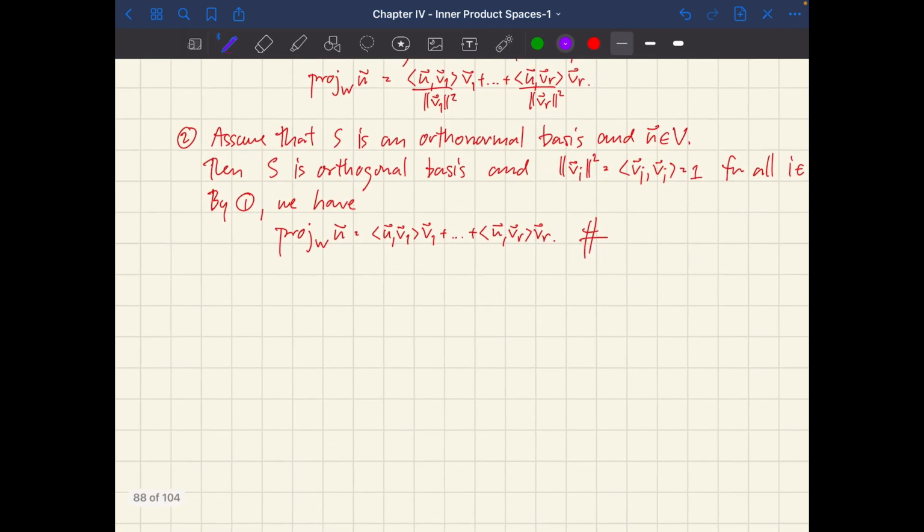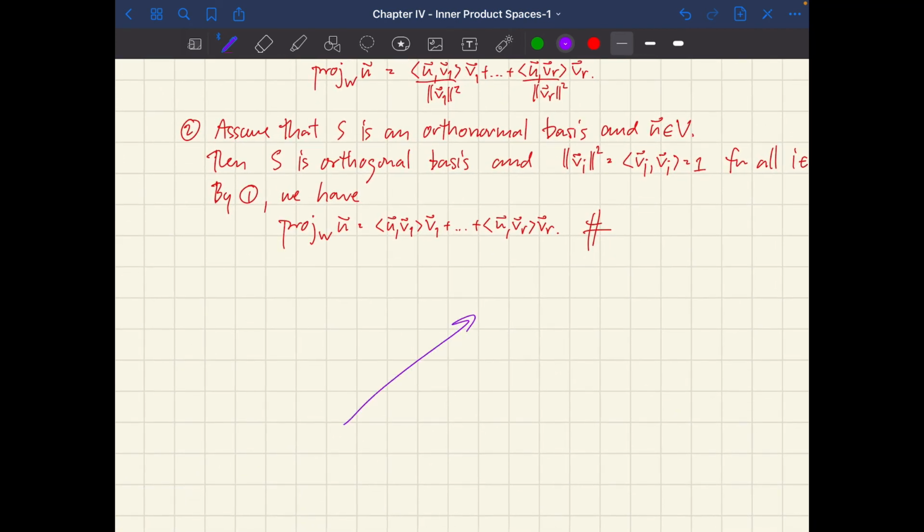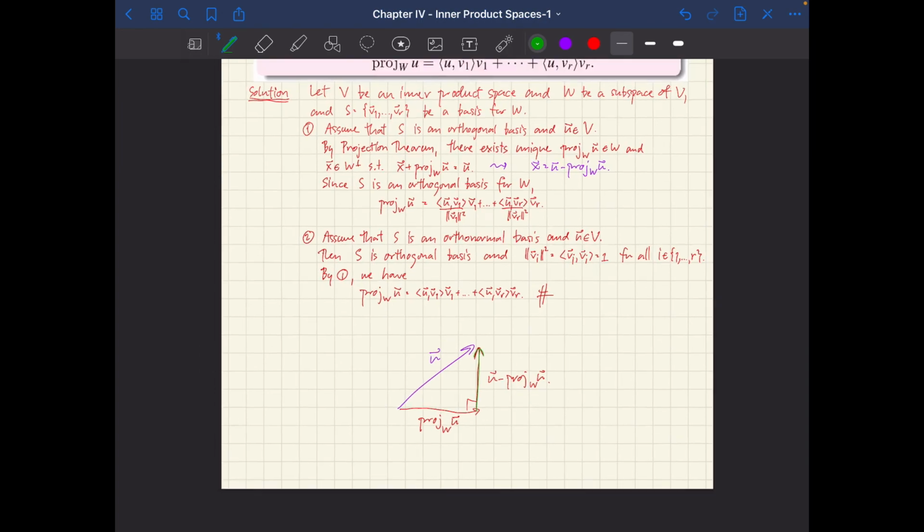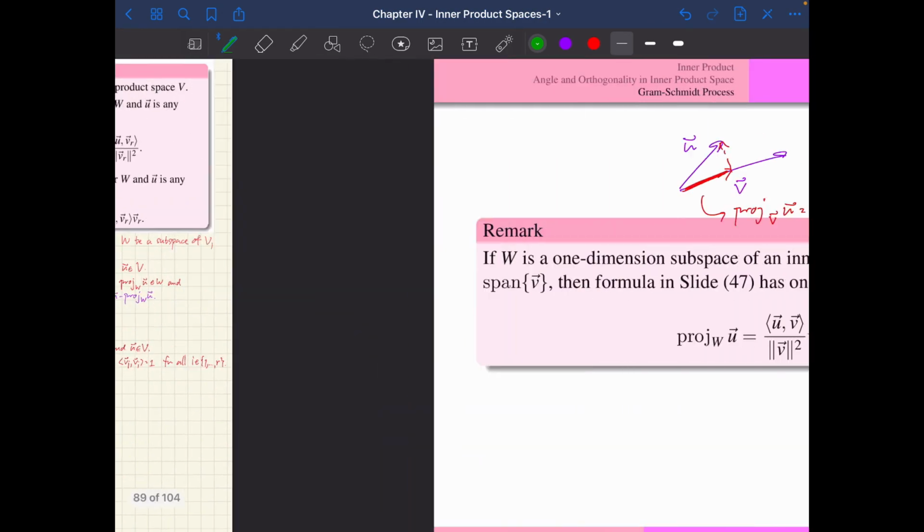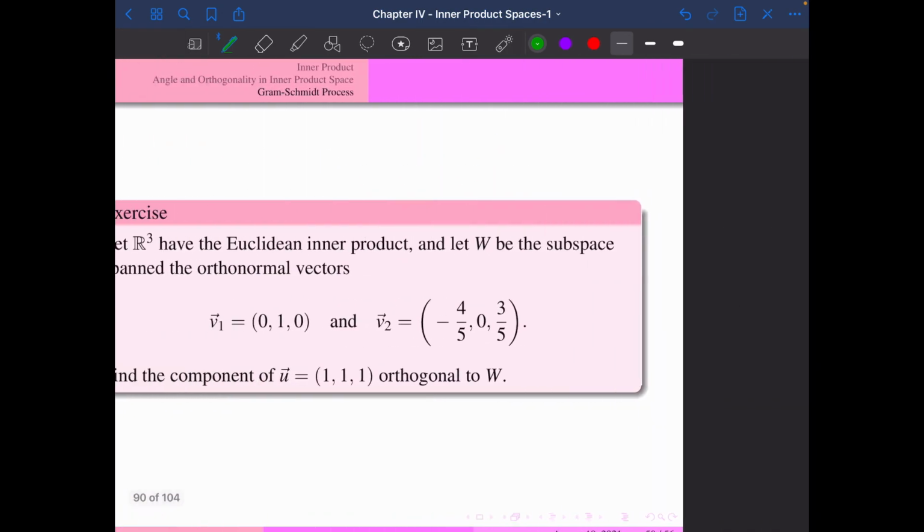So if we draw a picture, the picture is like this. You have the vector u. This one is the projection of u on W, and this one is u minus the projection of u on W. Okay, we'll move to the next example.